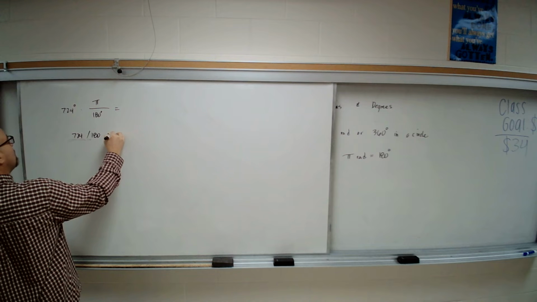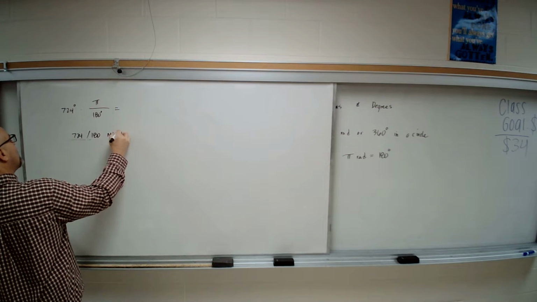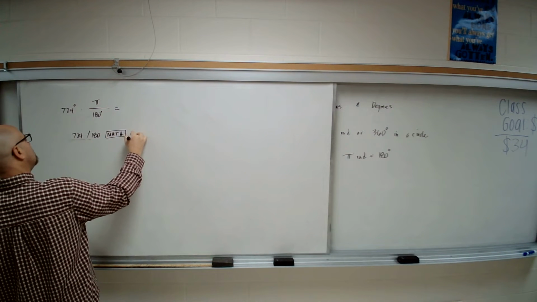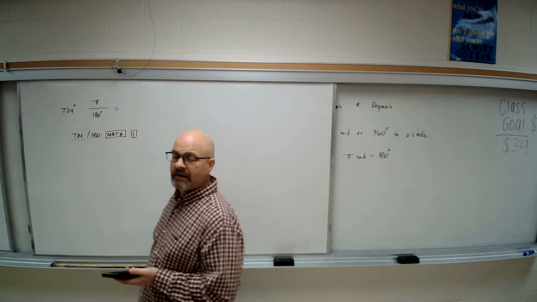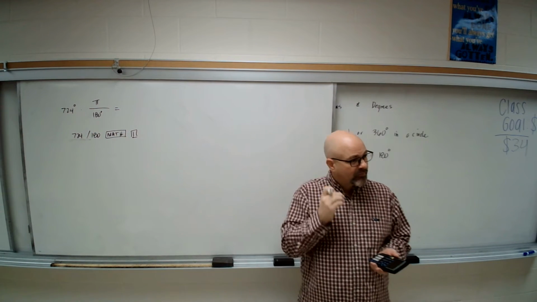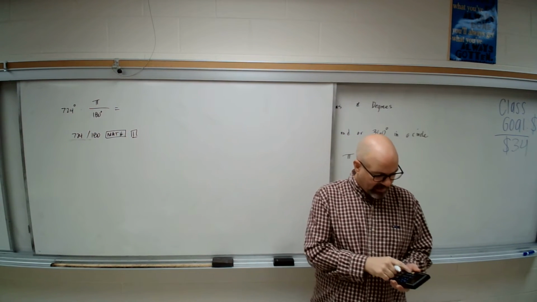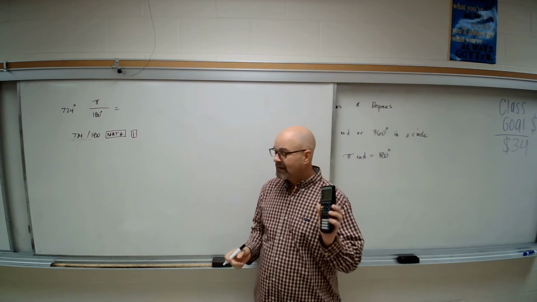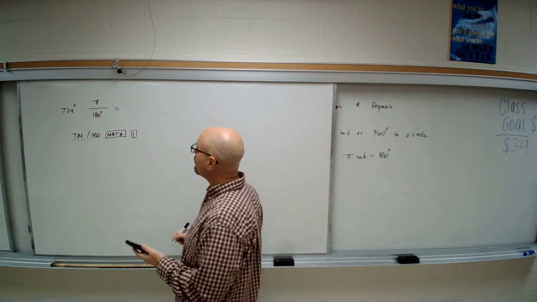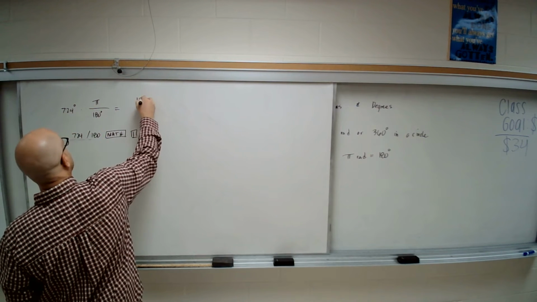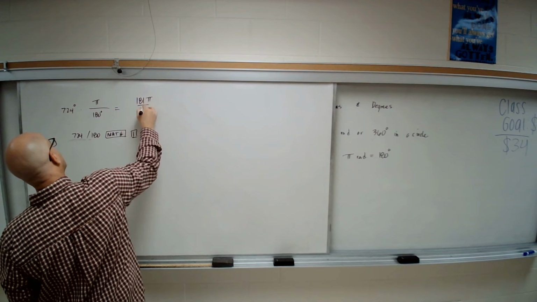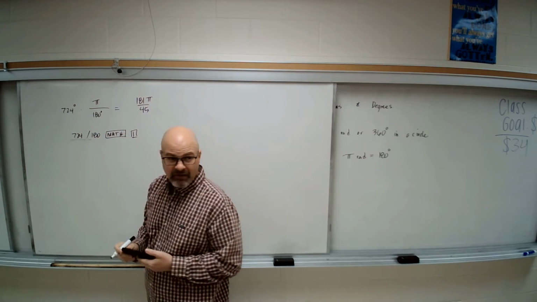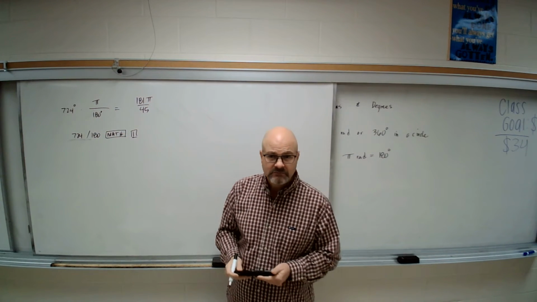And then on the TI, you're going to hit the math button. And then if you hit 1, it'll just convert it into a fraction for you. It just reduces it automatically. So math 1 is the quickest way to do it. And then you have to hit enter. So it gives you 181 over 45. So this is 181 pi over 45 would be our conversion there.